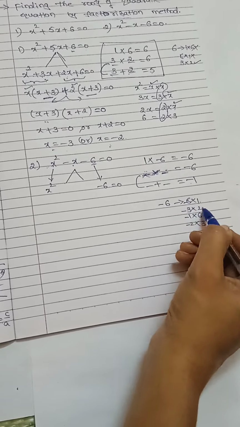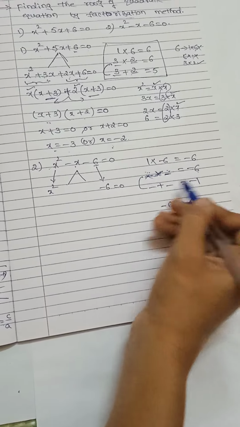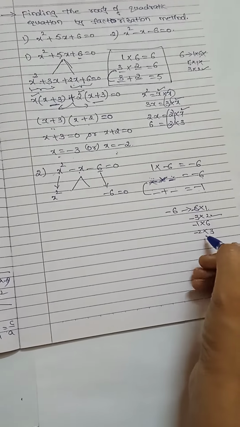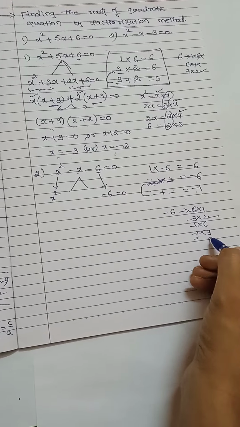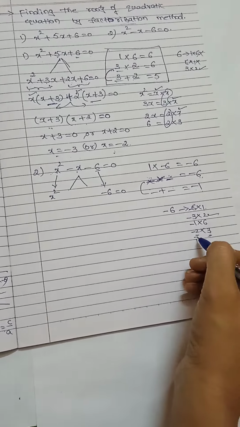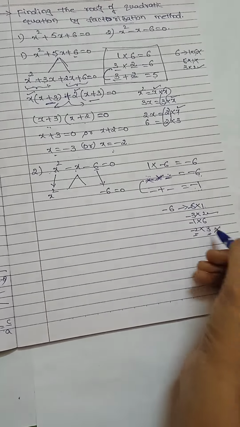So what do we have to take? Minus 3 and 2 you take. Minus 3 into 2 is minus 6 only. Minus 3 plus 2, if we add, you will get minus 1. If we take 3 and minus 2, what will happen? 3 into minus 2 is also minus 6 only. But when we add 3 plus minus 2, we will get plus 1. So we should not take this pair.